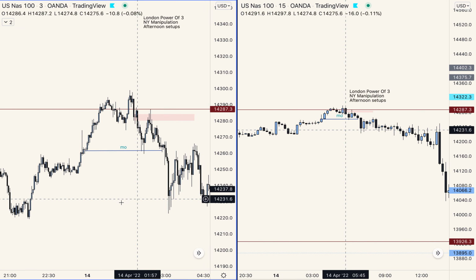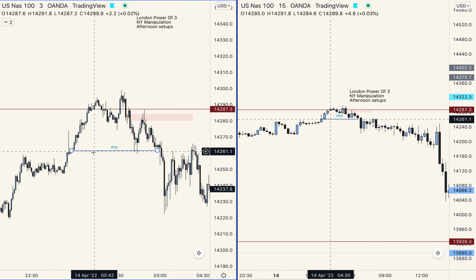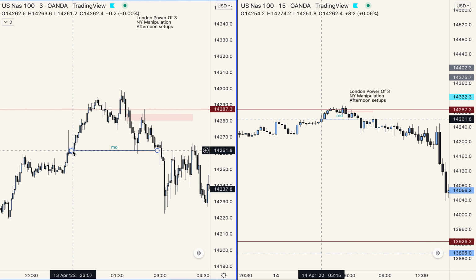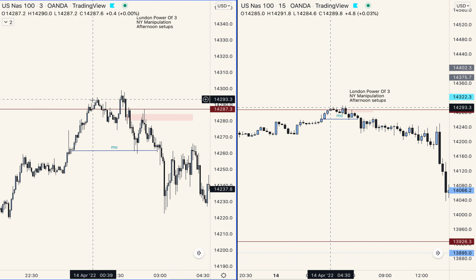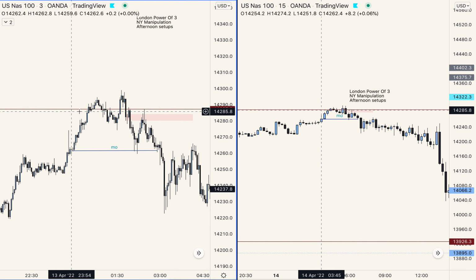So on the left side of my chart, I have the 3-minute of the NASDAQ. And this underline right here is the midnight open, MO. So it opened here and it traded up in the opposite direction that they wanted to actually take price. It traded up into the buy side liquidity where this red line is, the daily buy side liquidity.